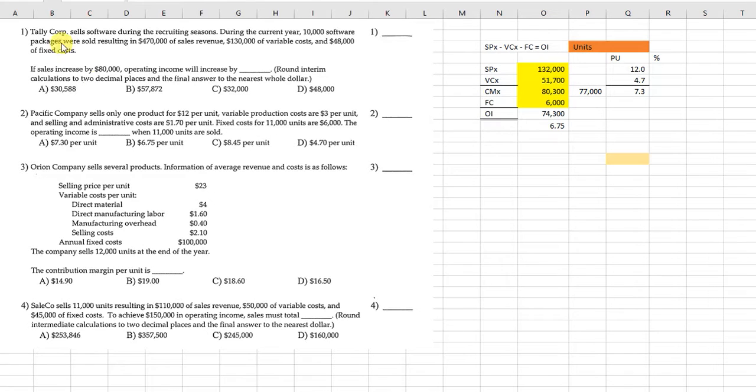Let's go on to number 2. Pacific Company sells only one product for $12 per unit. So notice this is per unit, not total. So I'm going to put $12 right here in the per unit cost.